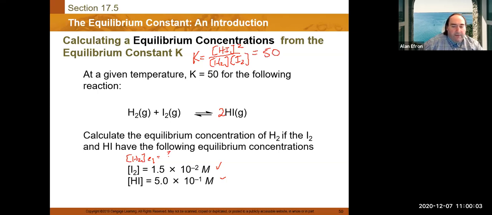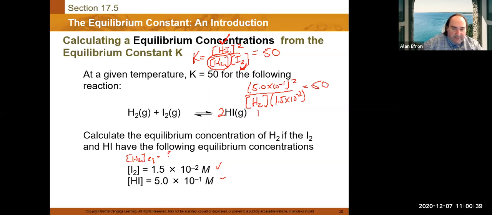So at this point, we do have the HI concentration given to us. We do have the I2 concentration given to us. So really what we need to do is solve for the H2. So just putting our numbers in, for our HI, it is 5 times 10 to the minus 1 squared, divided by our H2, which is what we're looking for, and our 1.5 times 10 to the minus 2, and that's going to equal 50.